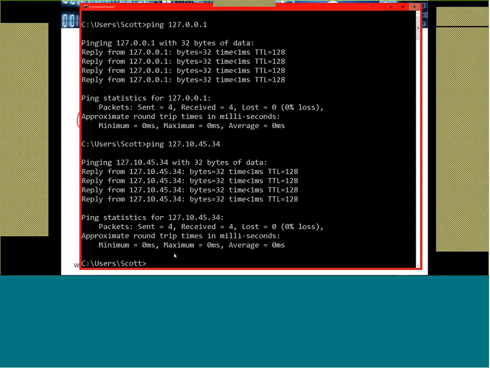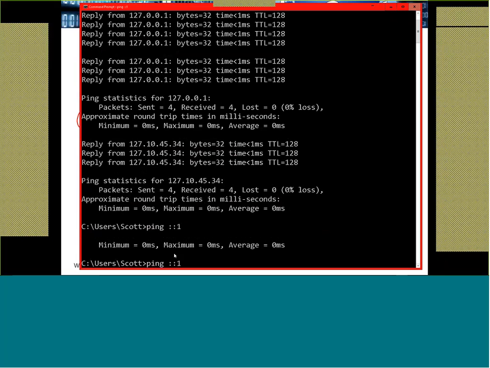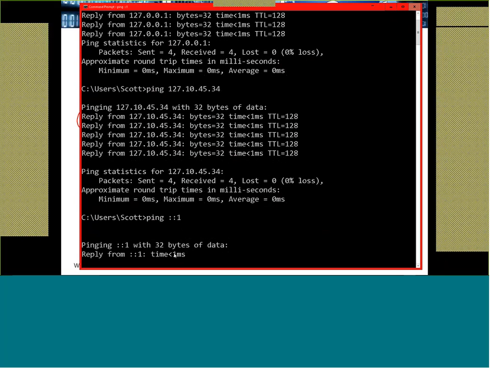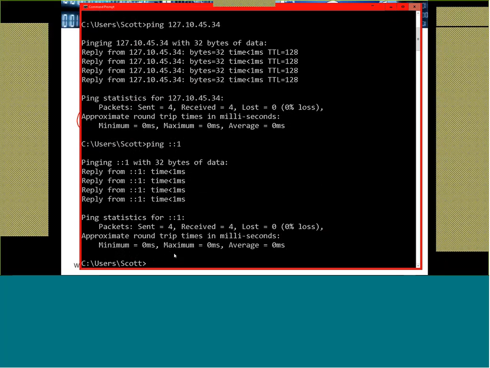In IPv6, they were smarter. There's only one address in IPv6 for testing the loopback, and that is ::1. I'm not connected to any IPv6 networks on this host, but if I ping ::1, it responds. That means IPv6 is running on my machine. I've got an IPv6 protocol stack installed.